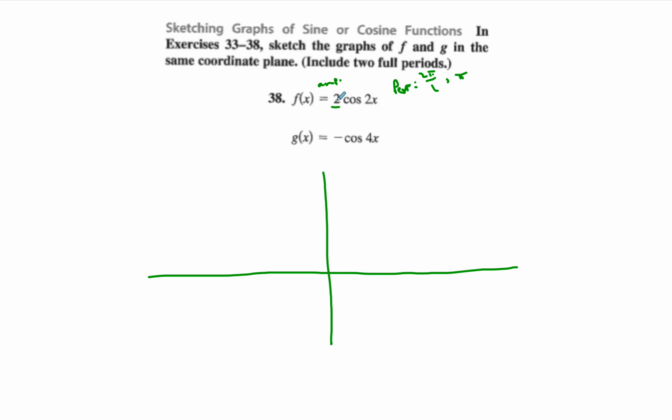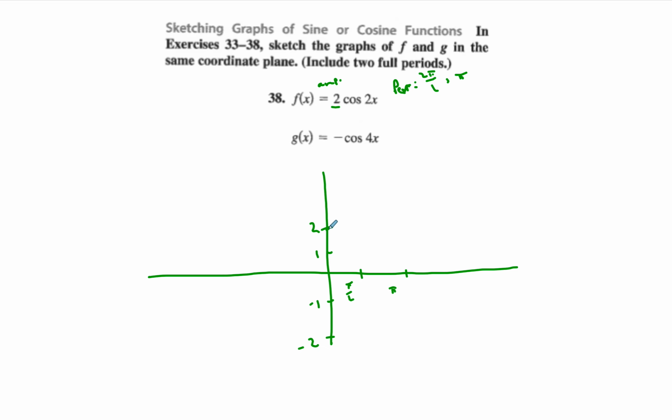It's stretched, so it's going as high as 2, and as low as -2. And cosine, as we know, hasn't been reflected or anything, starts at 2. It's going to go down. It's going to repeat itself every pi units. So let's go pi over 2 and pi.